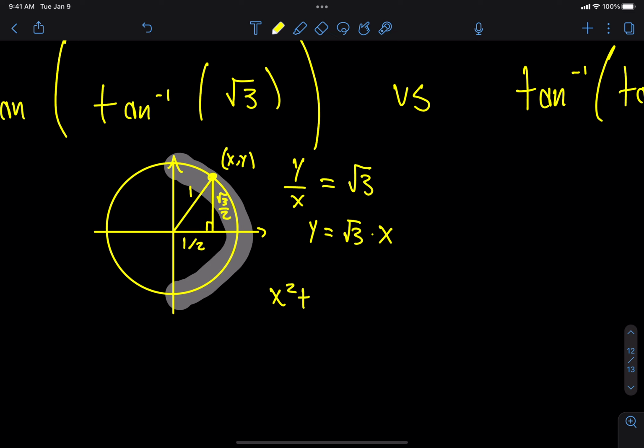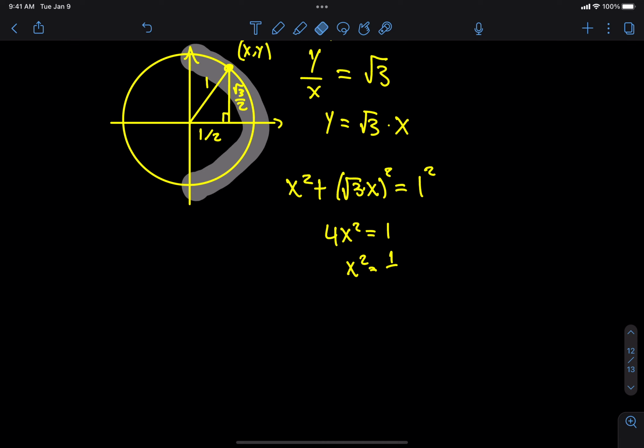You get x squared plus what is y? y is the square root of 3 times x, so I'm going to do square root of 3 times x, squared, is equal to 1 squared by the Pythagorean theorem. Therefore, this simplifies to 4x squared equals 1, so x squared equals 1/4, getting ahead of myself, and therefore x is equal to the square root of 1/4, which is 1/2. That's one way you could figure out what this length is if you didn't immediately recognize that this is going to be a 30, 60, 90.